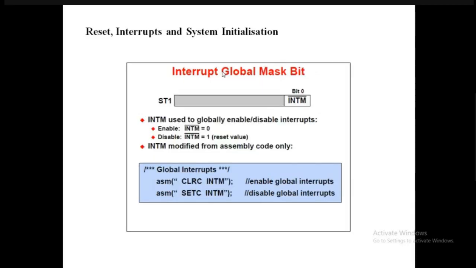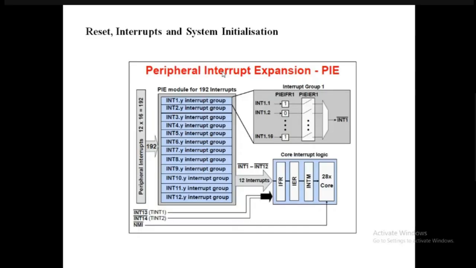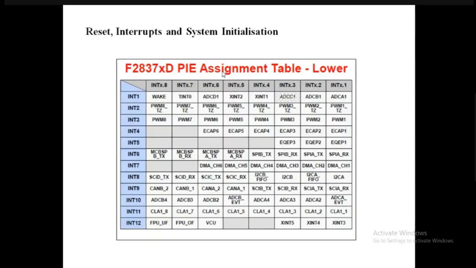Then we saw this is a global switch, the interrupt global mask bit, that is INTM bar. It's an active low switch, in which if you put 0 it will be enabled, if you put 1 it will be disabled. So there was a peripheral interrupt expansion module, as we saw yesterday, in which the main 12 interrupts are subdivided into 16 subgroups, and it is connected through the same logic of IFR, IER, and global switch. So right now we have 192 interrupts with the help of this peripheral interrupt expansion module.